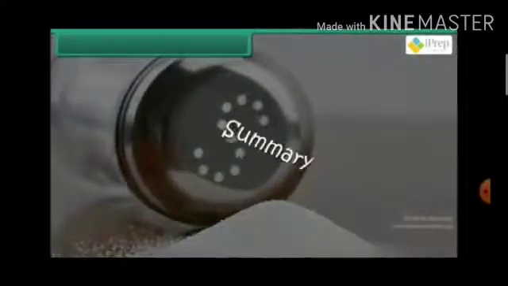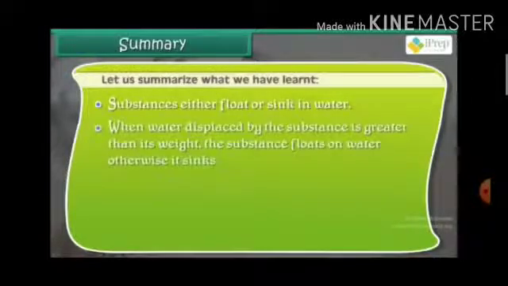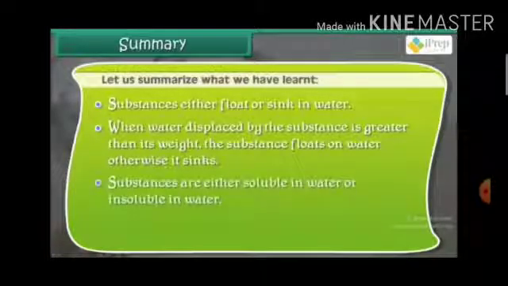Summary. Let us summarize what we have learned. Substances either float or sink in water. When the weight of water displaced by the substance is greater than its weight, the substance floats on water, otherwise it sinks. Substances are either soluble in water or insoluble in water. Common salt is made by evaporating seawater.